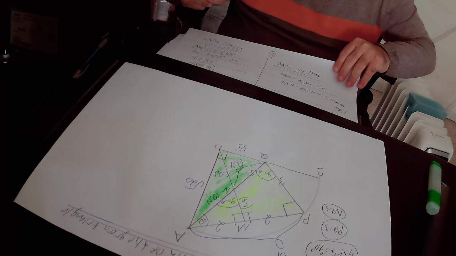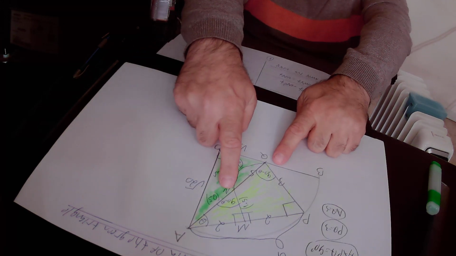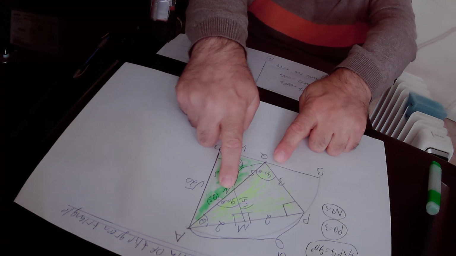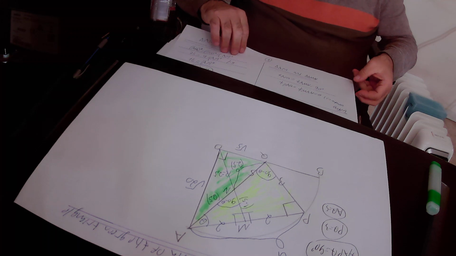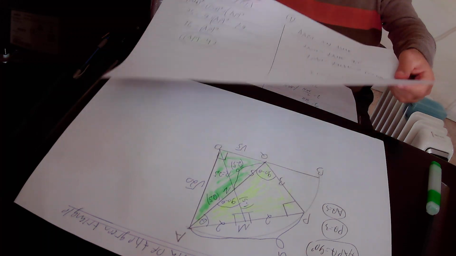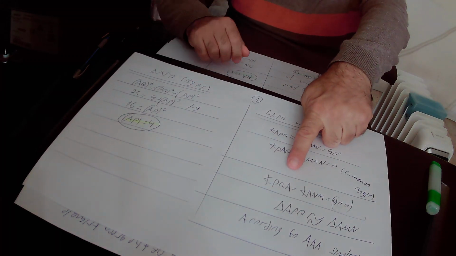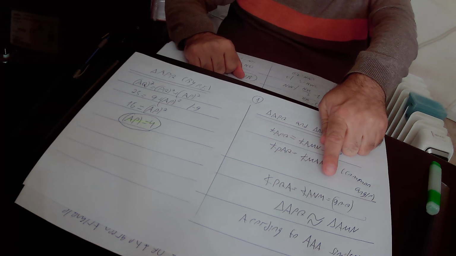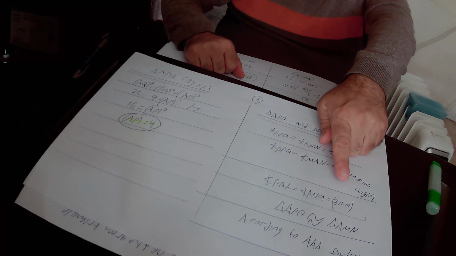And finally, those two angles are both equal to 90 degrees minus theta, therefore they are equal to each other. Repeat again. Angle PQA in the big triangle is equal to angle ANM in the small triangle. They are both equal to 90 degrees minus theta, therefore they are equal to each other.